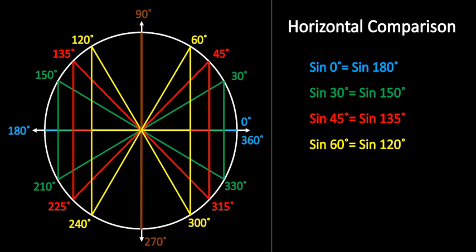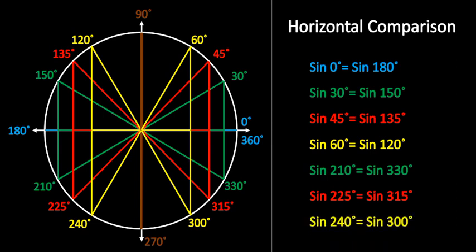Now observe the length of the vertical green line in the third quadrant is exactly equal to the length of the vertical green line in the fourth quadrant. It means the value of sine of 210 degrees is equal to sine of 330 degrees. Similarly, sine of 225 degrees is equal to sine of 315 degrees. Sine of 240 degrees is equal to sine of 300 degrees.